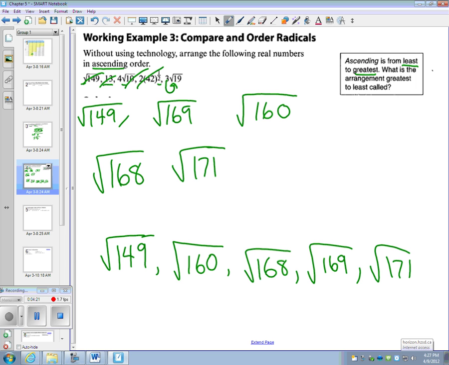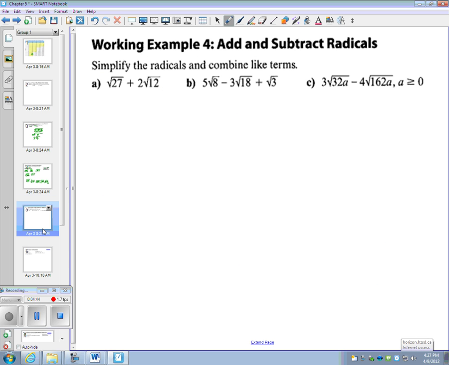And if this wasn't intuitive, just think about it. The square root of 25 compared to the square root of 16. Well, the square root of 25 is 5, the square root of 16 is 4. So the bigger number you have under here, as long as we're talking about the same indices, right? These are all squared. The bigger number you have under here, the bigger number it is. Okay? Next up, we are going to do working example number 4.